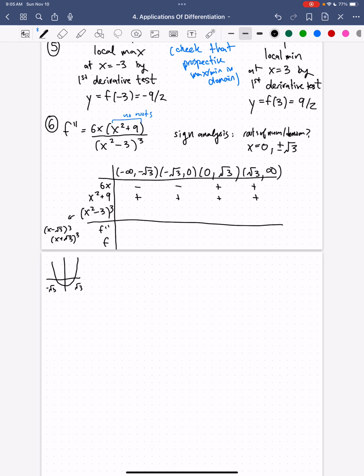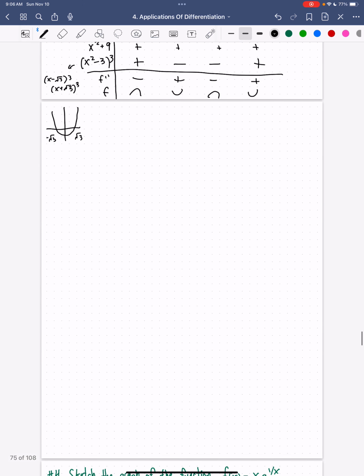Okay, so it will be positive outside of -√3, then dip below the x-axis, and we'll be positive again. So together then we go negative, positive, negative, positive. And so f is concave down, concave up, concave down, concave up. And now we can put all of this together into a graph.